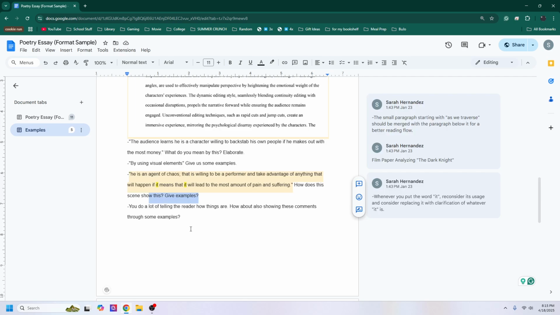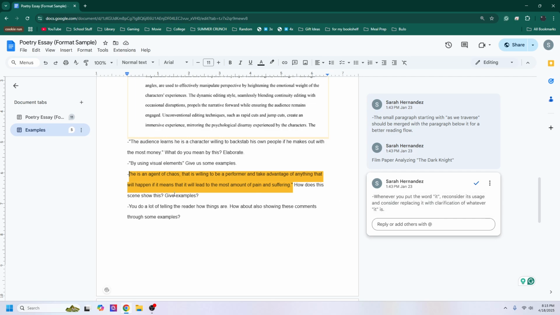Then I tell him, I say, you do a lot of telling the reader how things are, so how about showing these comments through some examples? So you're saying it's like this, now show me. And I also said, whenever you put the word it, because he says it over here a lot, reconsider the usage and maybe replace it with clarification of whatever it is, right? What does it mean? That it will lead to the most amount of pain and suffering. What does that mean?